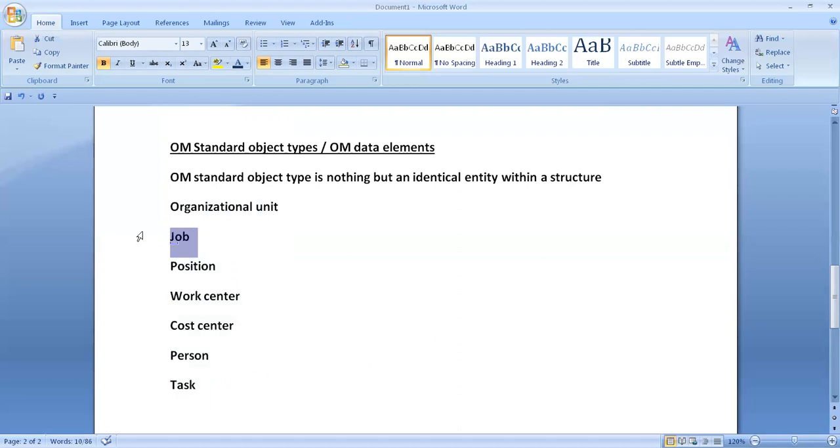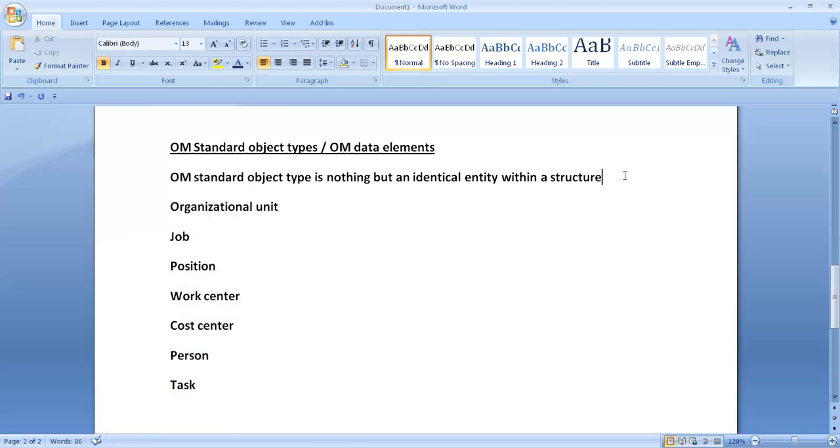Out of these, mandatory are these. This is a mandatory object. These are mandatory objects when you are talking about organizational management. Okay, so we have talked about this object, and we have also maintained these objects, different standard objects available to you.